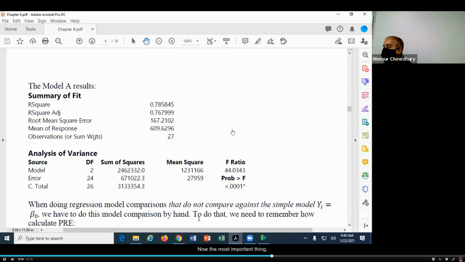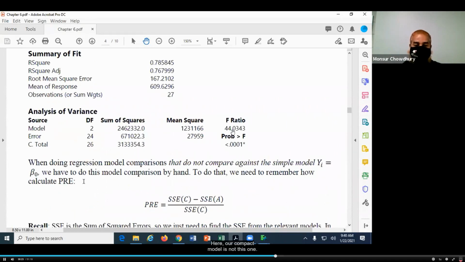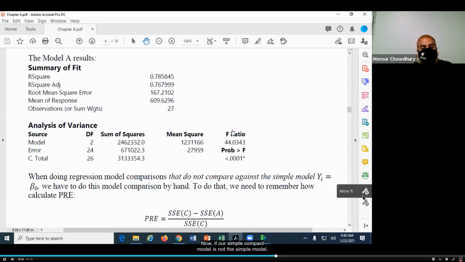Now the most important thing when we are doing the regression model comparison is that we don't compare against the simple model. What is the simple model? The model with just the intercept. But here our compact model is not just the intercept. We are comparing the simple linear regression with the multiple one. So here our compact model is not this one. Now, if our compact model is not the simple model, then we cannot get the PRE directly from the JMP output.